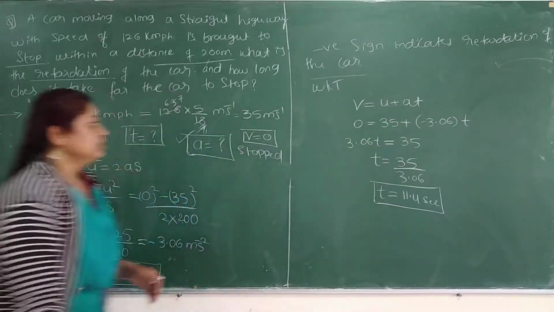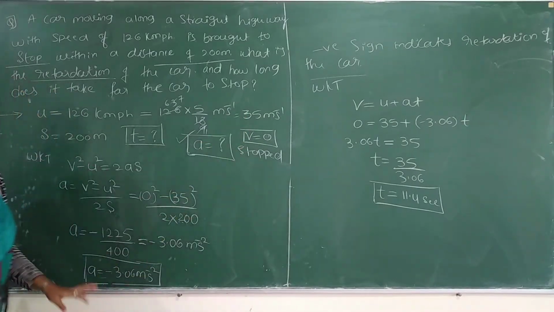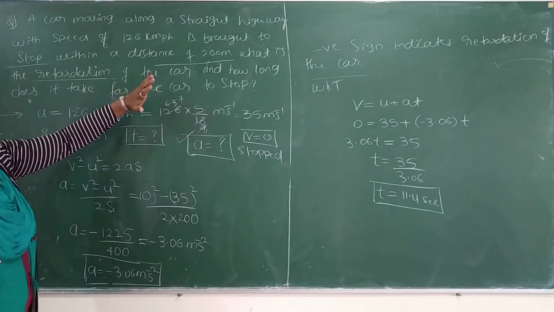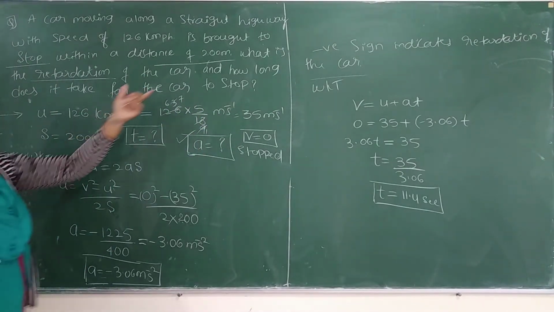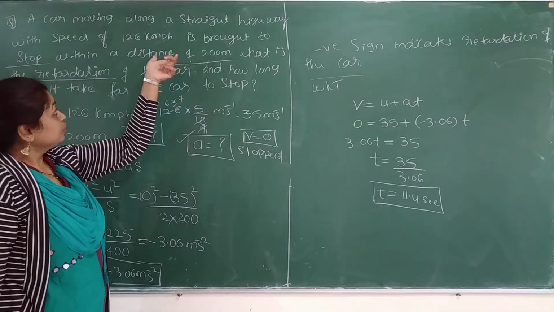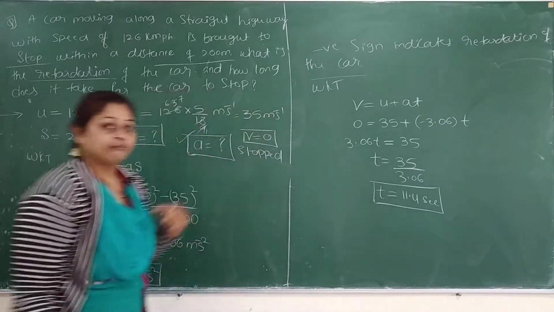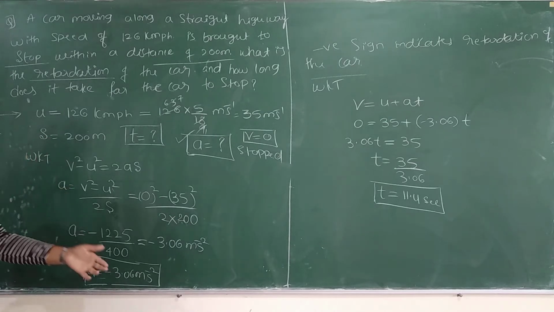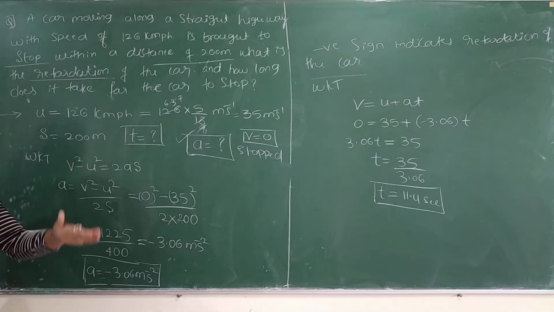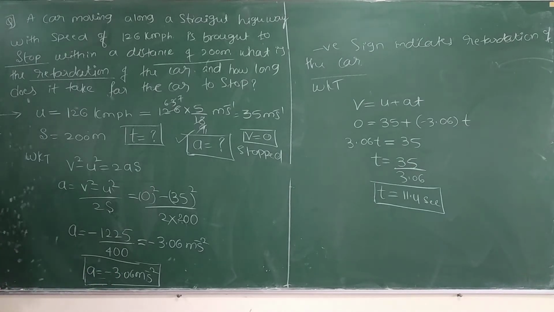So when the car is moving with an initial speed of 35 meter per second and you apply the brake, the car will come to rest, or the car will stop. While stopping, it will cover a distance of 200 meters. To cover this much distance, how much time will it take? 11.4 seconds. And while stopping the car, the acceleration becomes retardation, that is, the velocity will be decreasing and slowly the car will stop. That is minus 3.06 meter per second square. This is the answer. Please note it down.